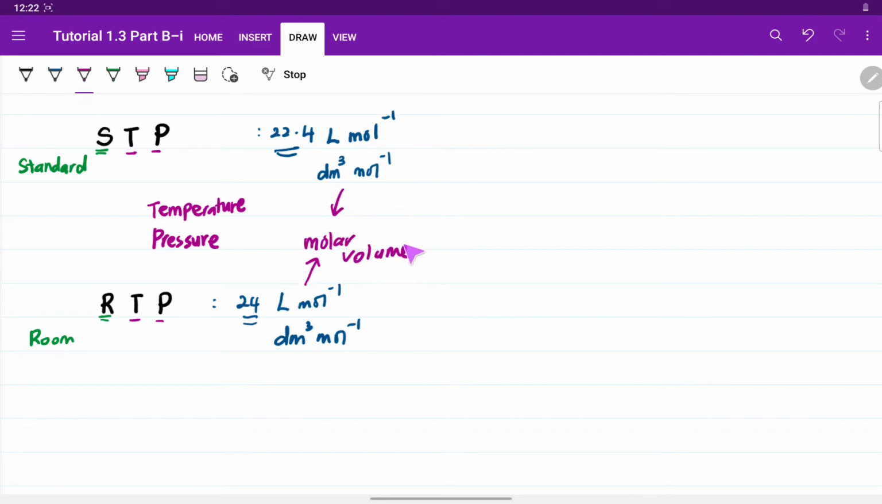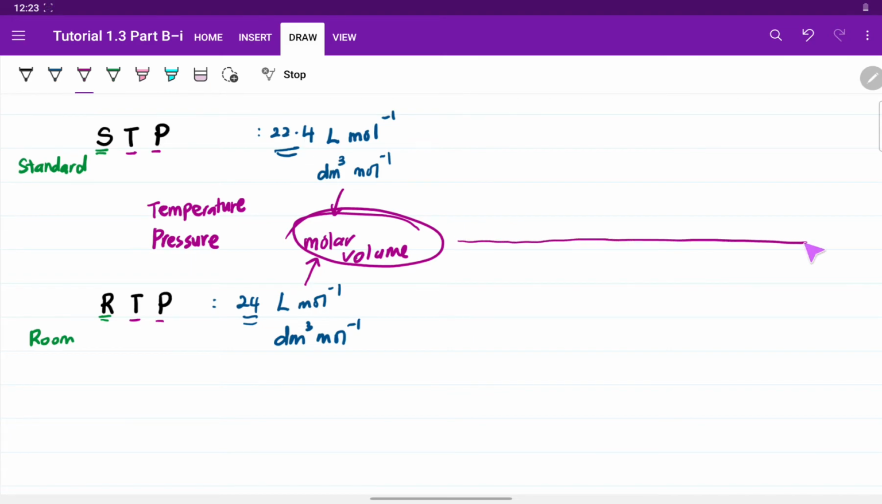Kenapa molar volume dekat sini? Because this piece of information shows you the volume for 1 mole. The volume untuk 1 mole of gas, pada standard temperature dan juga pada room temperature. Now, let's discuss one by one, untuk STP dan juga untuk RTP.